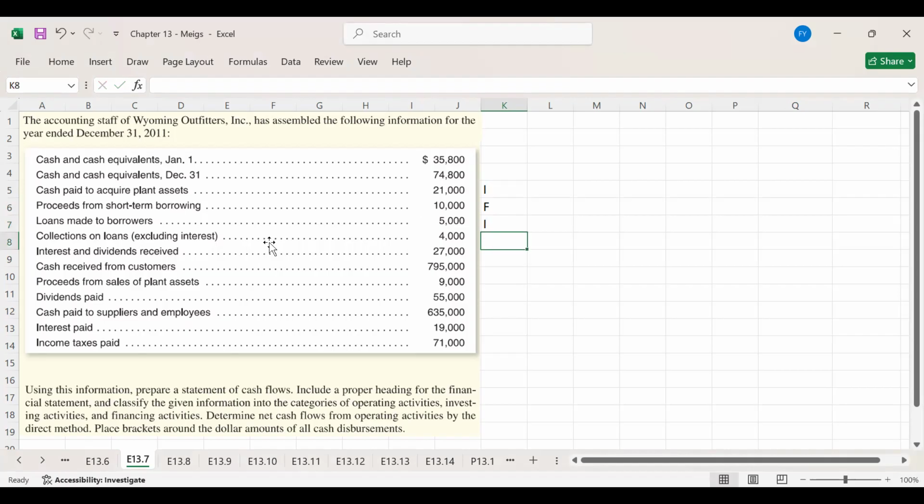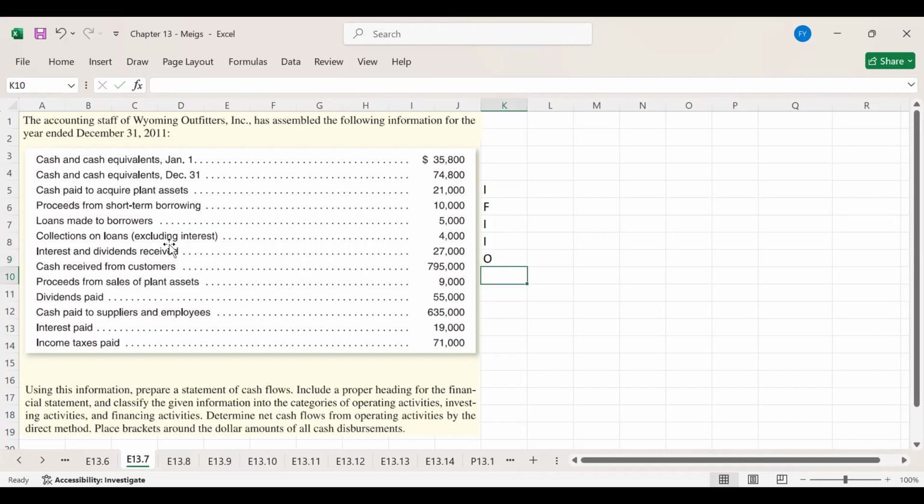Collections from loans excluding interest payments. So collections from loans means these are the principal amount. So collections from loans are also your investing activities, like loans made to borrowers or collecting them back, both are your investing activities. Then interest and dividend received: if the company is following US GAAP, and we are assuming that the company is following US GAAP, this is your operating activities.